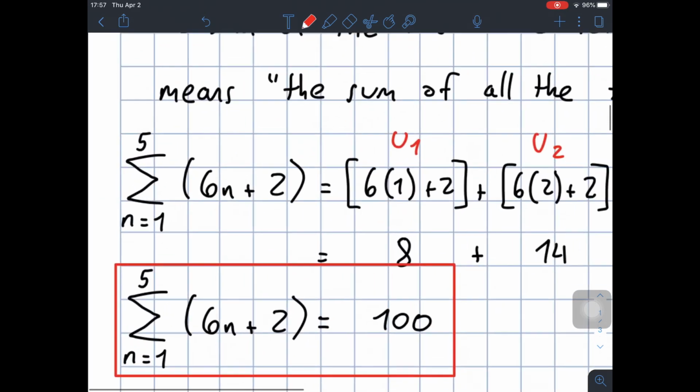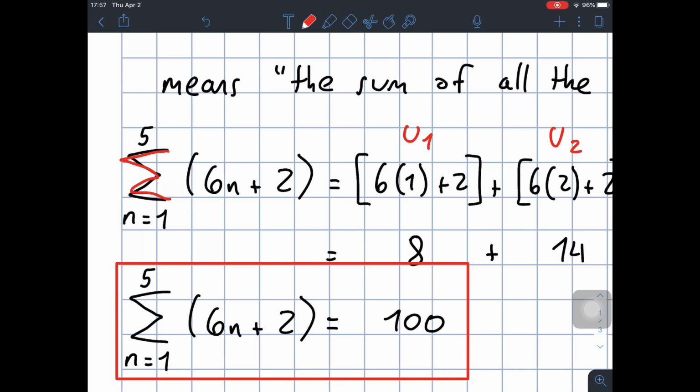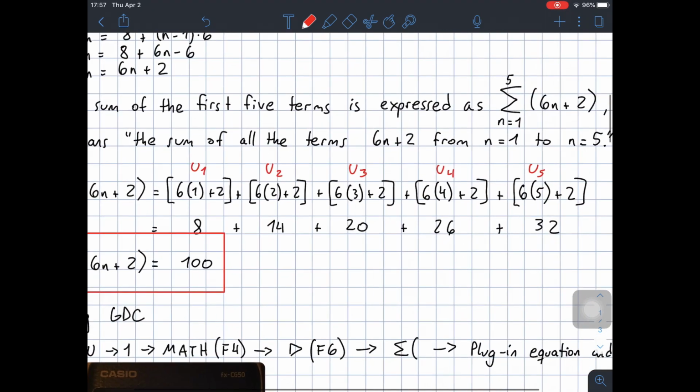So then, sigma means add all of the terms. So if we add all of these terms, 8 plus 14 plus 20 plus 26 plus 32, we get 100.